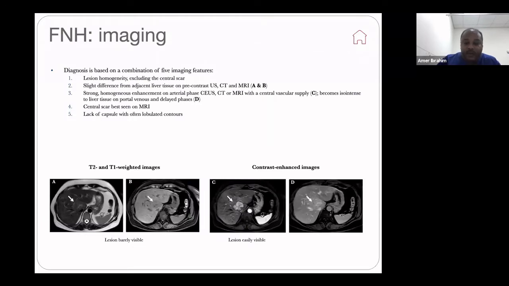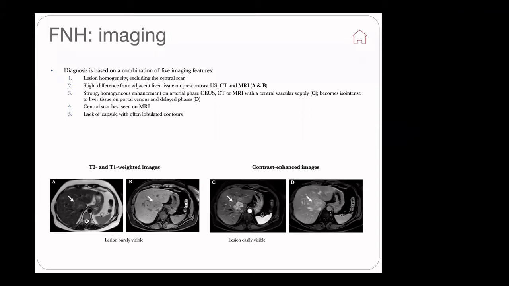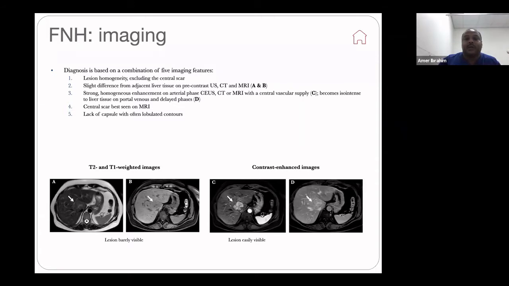So the five criteria for the diagnosis, just remember them. The lesion is homogeneous and sometimes has a central scar. There is a slight difference from the adjacent liver tissue in the arterial phase. In the arterial phase, it's homogeneous with the same density as the IVC. In the portovenous phase, it becomes hyperintense. This is the characteristic for it.